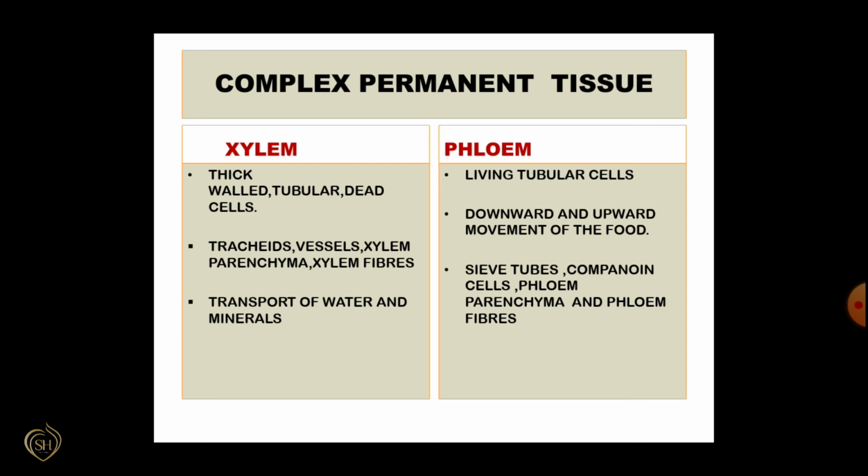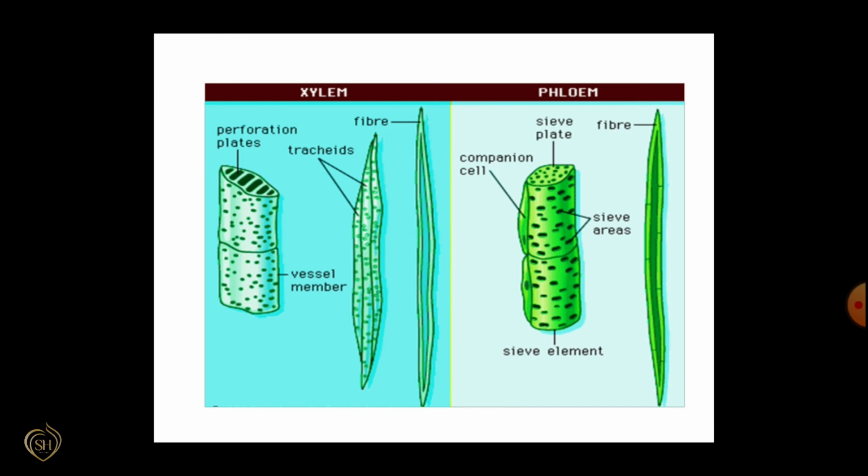Let us discuss phloem, complex permanent tissue. These are living tubular cells which provide a passage for the downward and upward movement of the food manufactured in the leaves to various parts of the plant. It mainly consists of sieve tubes, companion cells, phloem parenchyma, and phloem fibers. These are the xylem and phloem tissues.